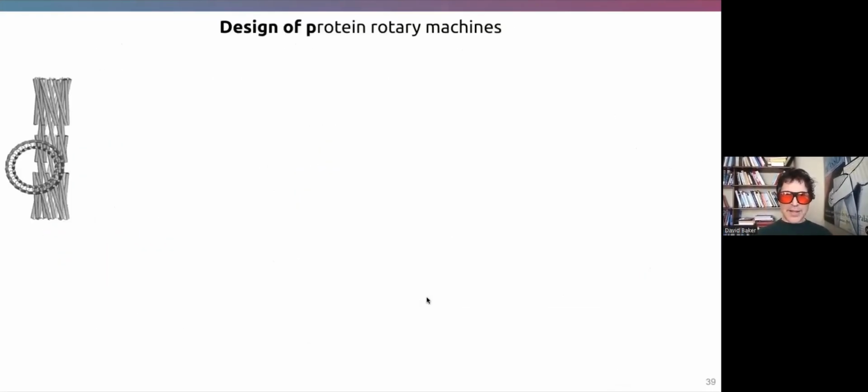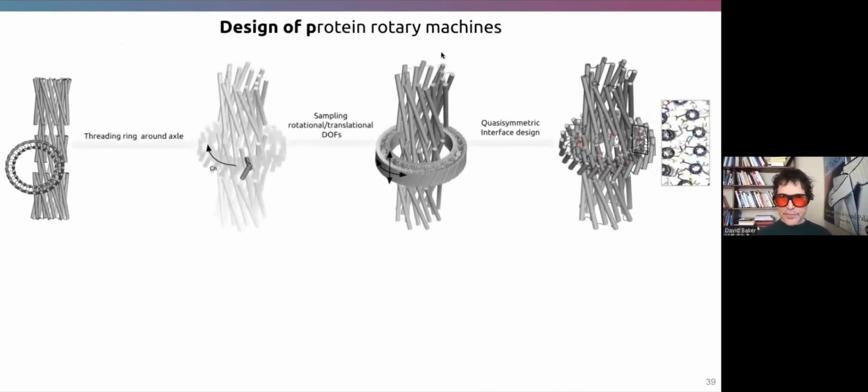And so the last example I'll give you of protein design using energy-based methods is this simple kind of proto-nanomachine. Here we have an axle and a ring. And Alexis Courbet figured out how to design these types of axles and rings and drive the assembly.